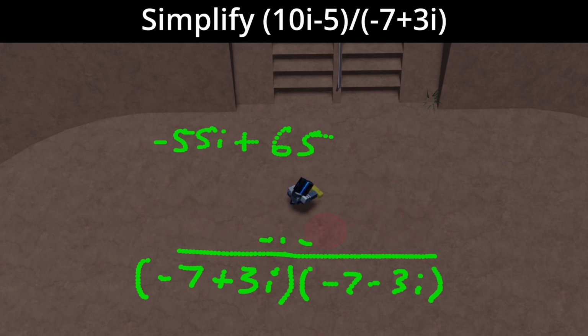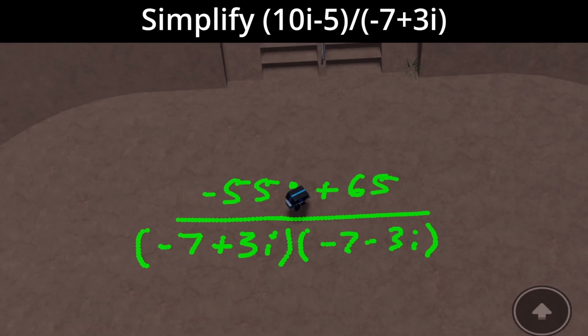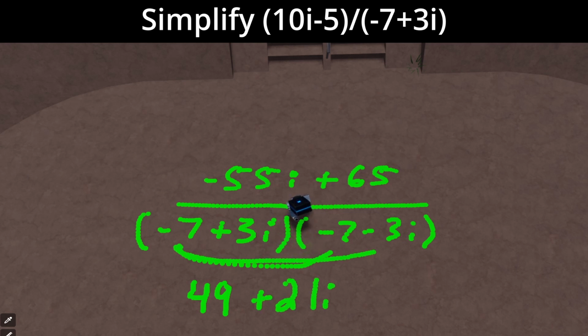I'm just going to erase all this stuff and put it down here. So I have minus 55i plus 65. Now let's work on the denominator. Minus 7 times minus 7 is positive 49 because those negatives cancel. Minus 7 times minus 3i is positive 21i. And then 3i times minus 7 is negative 21i. And then 3i times minus 3i is negative 9i squared.